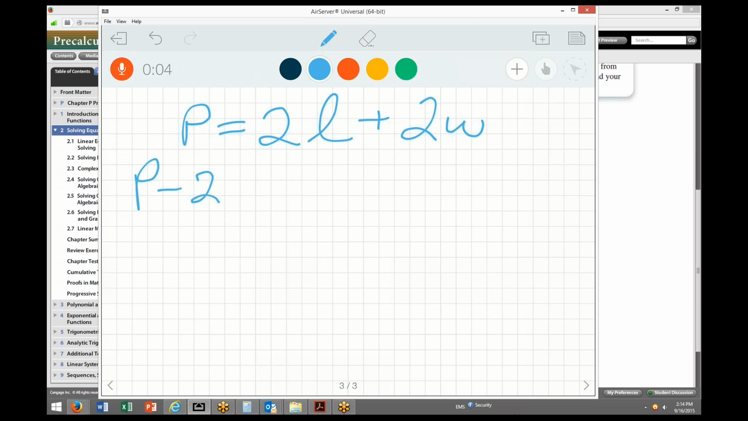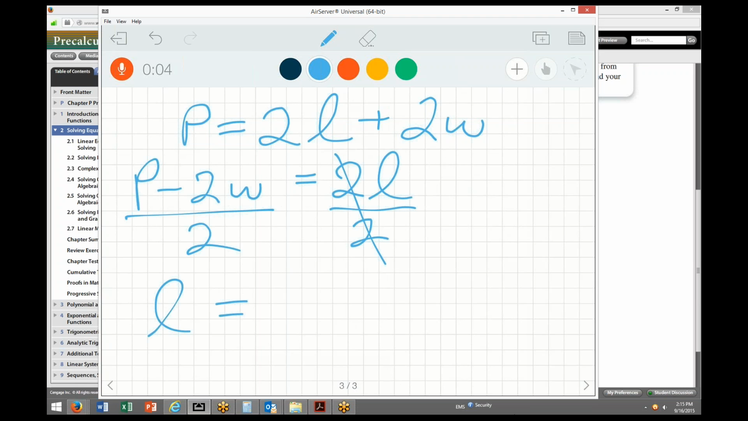So P minus 2W equals 2L. I'm very thankful this software is working once again. And now to get L by itself, all we have to do is divide by 2. So the 2's cancel. I'm going to move the L over to the left side now. So the length of any rectangle then is equal to its perimeter minus 2 times the width all over 2.